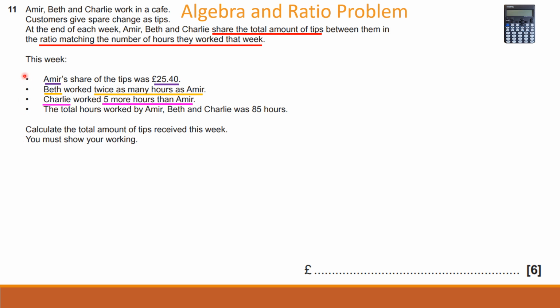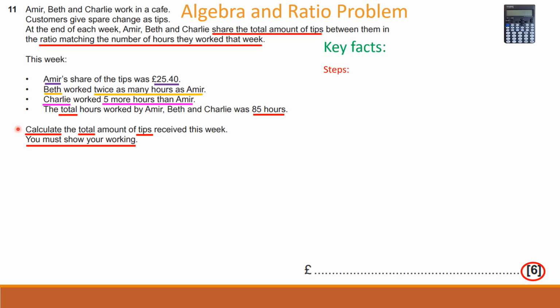So of these facts here, one of them is to do with a cost, and the other 2 are to do with hours worked. You're told that the total hours worked is 85 hours. So the bottom 3 are all to do with time, and the top one is to do with money. You've got to calculate the total amount of tips received, and then you must show your working out for 6 marks.